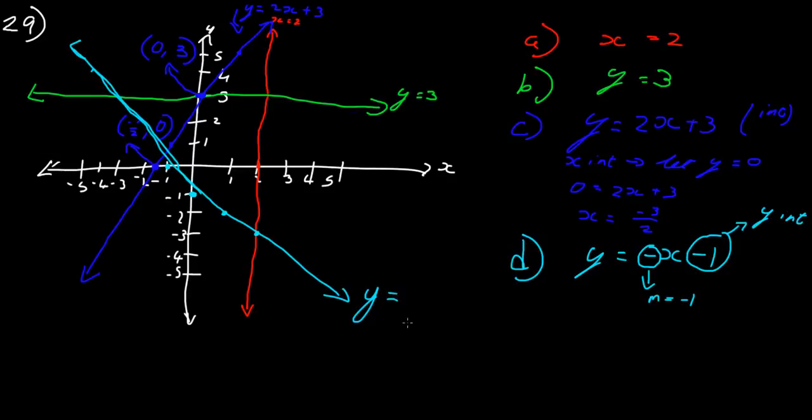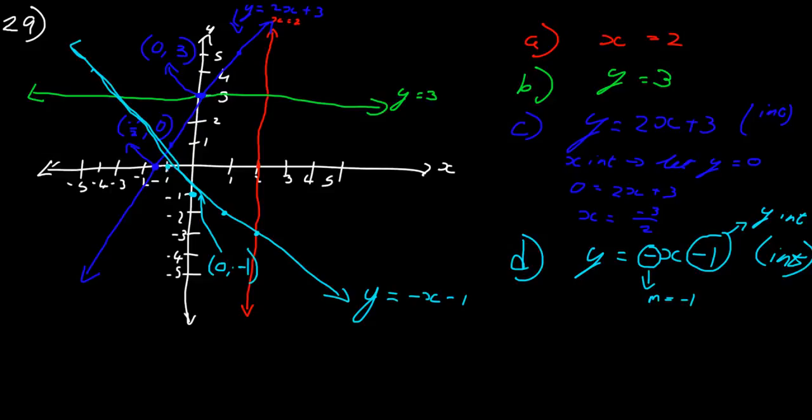Y equals, we just label it, y equals minus x minus 1. And remember here they also said show your intercepts, indicate your intercepts, okay? So our y-intercept is negative 1, so we can label this point here. The x value of the point is 0 because it's a y-intercept, and the y value is minus 1. You can see it from the graph and from the equation.